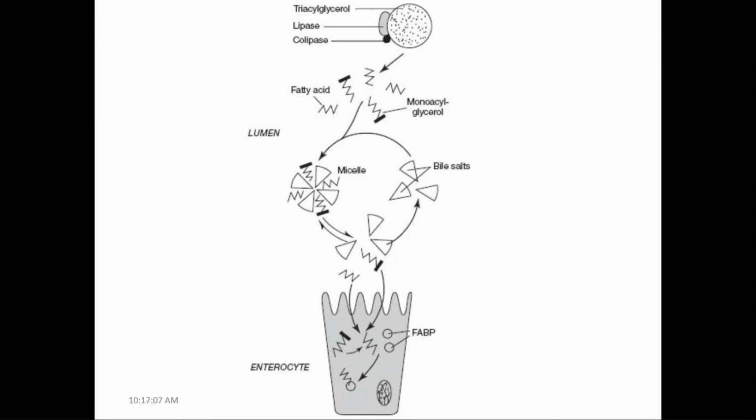From there these free fatty acids and 2-monoacylglycerol get absorbed, and after the absorption, these free fatty acids bind with the fatty acid binding proteins and are cleared from the cytoplasm. So this fatty acid binding protein, after forming a complex, transports its free fatty acid to the endoplasmic reticulum, where triacylglycerol synthesis takes place.